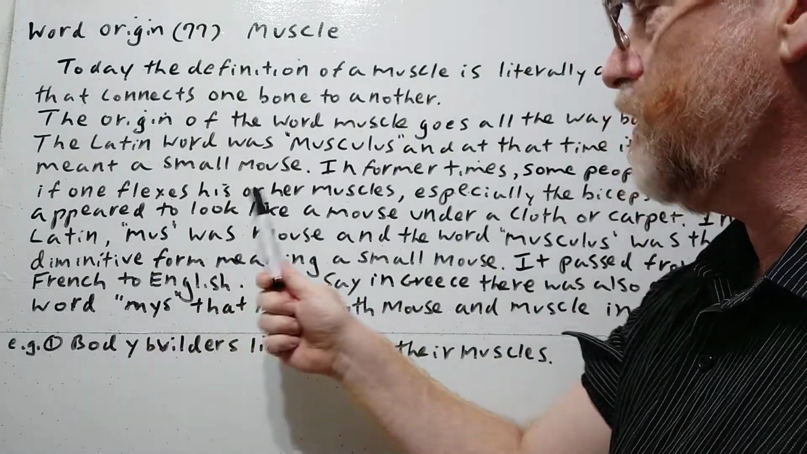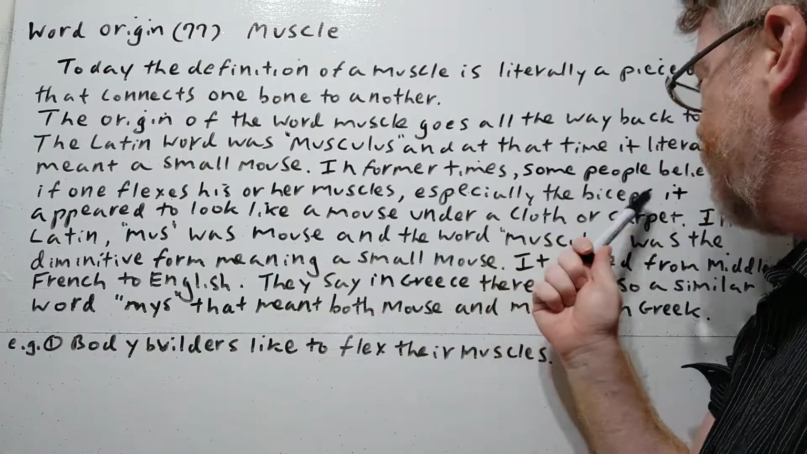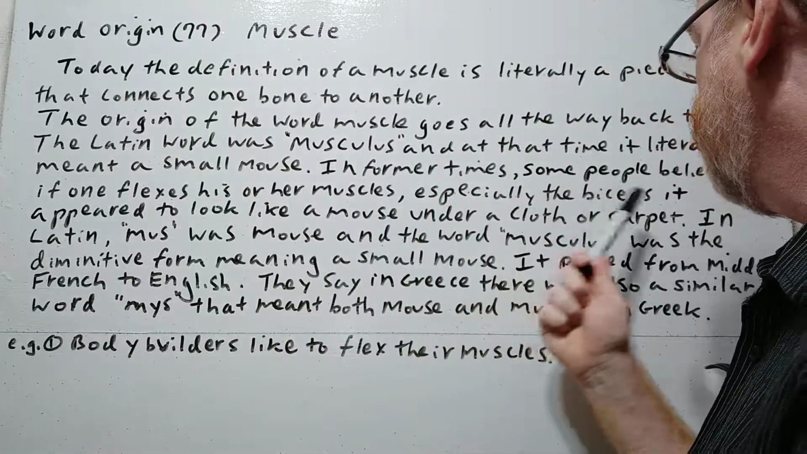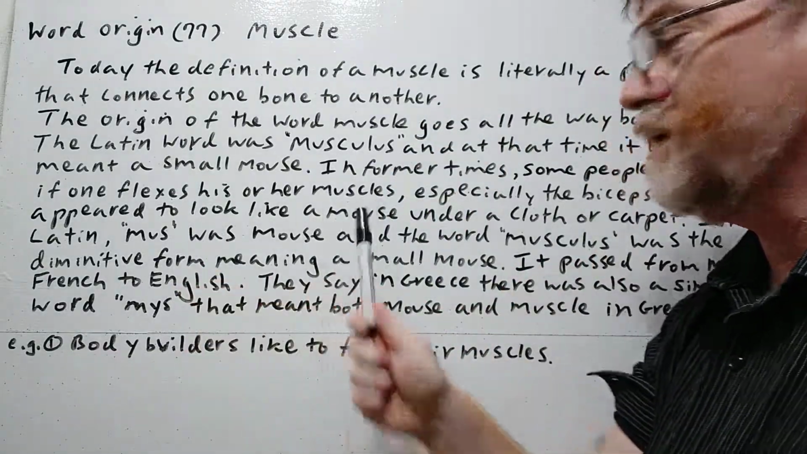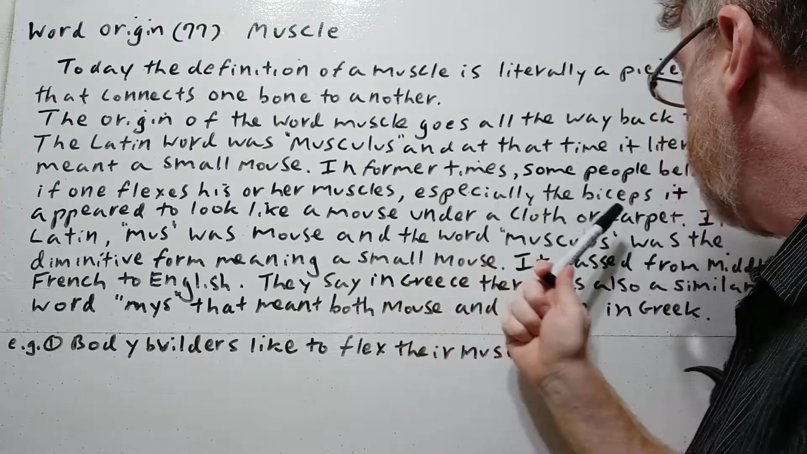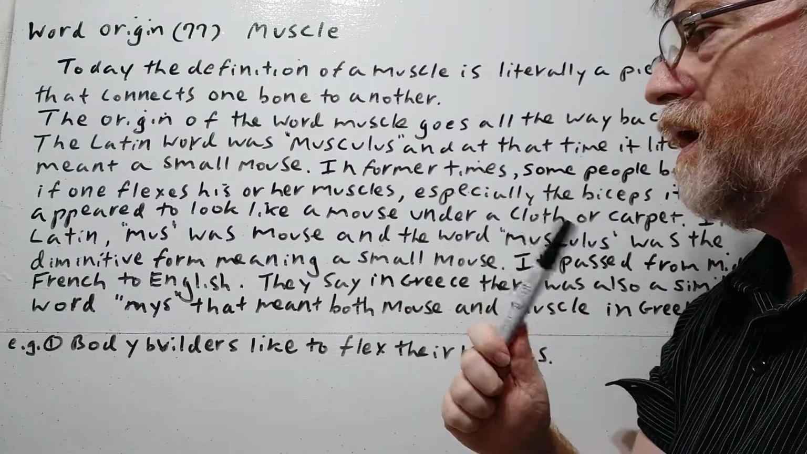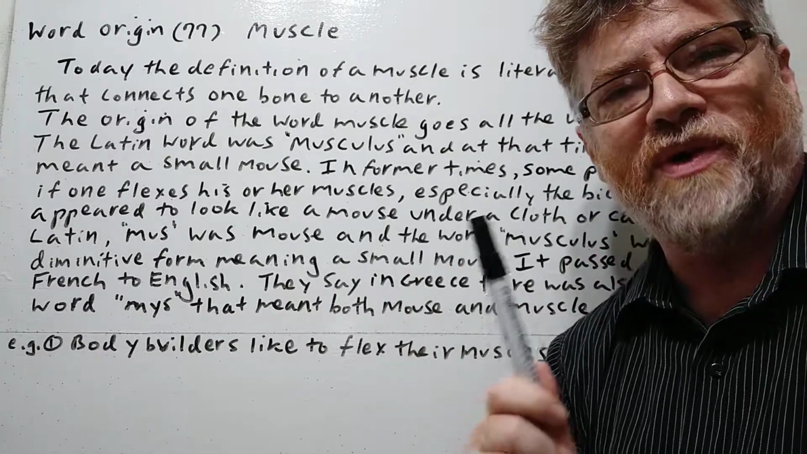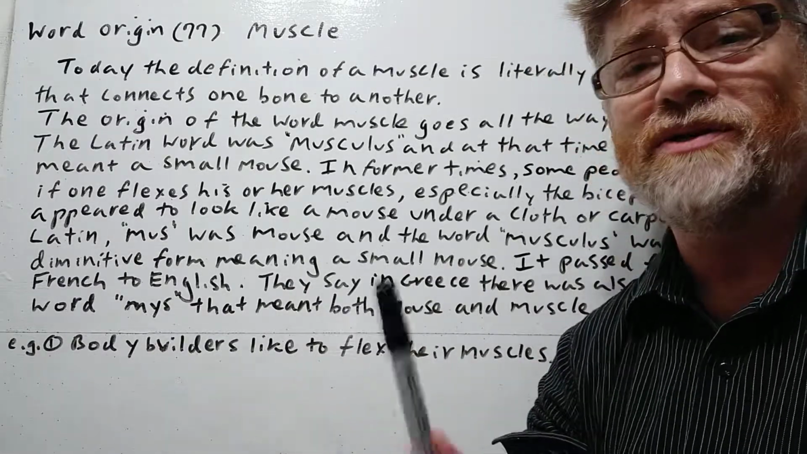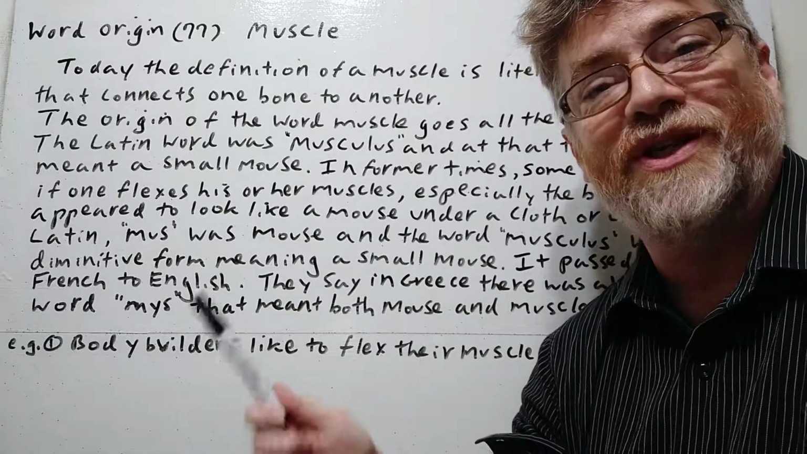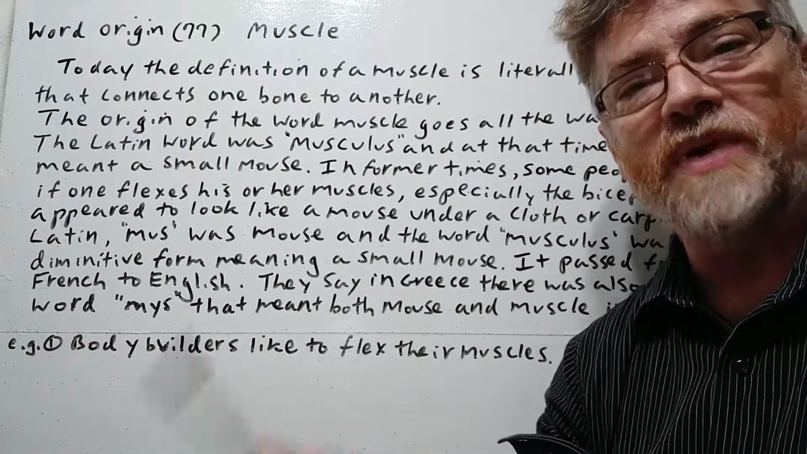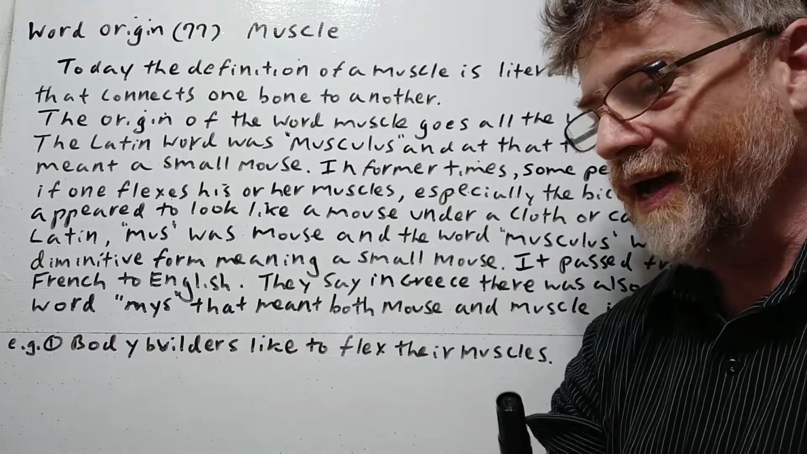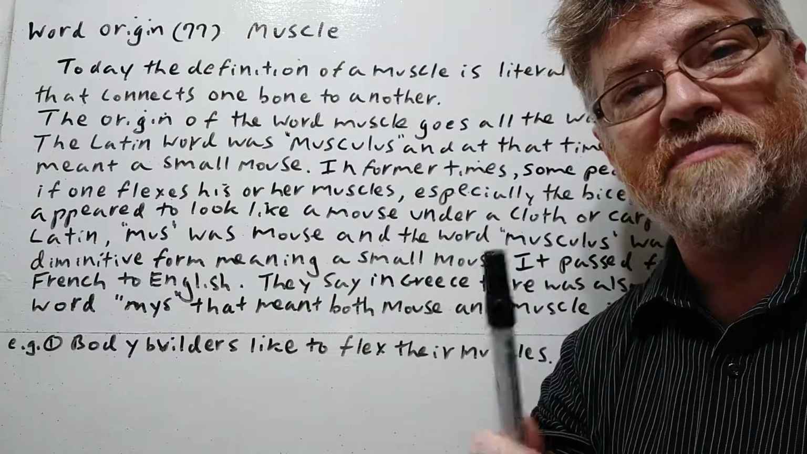All right, so if one flexes his or her muscles, especially the biceps. Now, this, of course, here, this is your bicep. Especially the biceps. It appeared to look like a mouse under a cloth or carpet. So this is really strange. It's weird that the word muscle actually came from mouse, because usually we don't think of mice as very strong. We think of them as kind of weak. If anything, maybe a rat would be stronger, but not a mouse. But that's really where the word muscle came from.